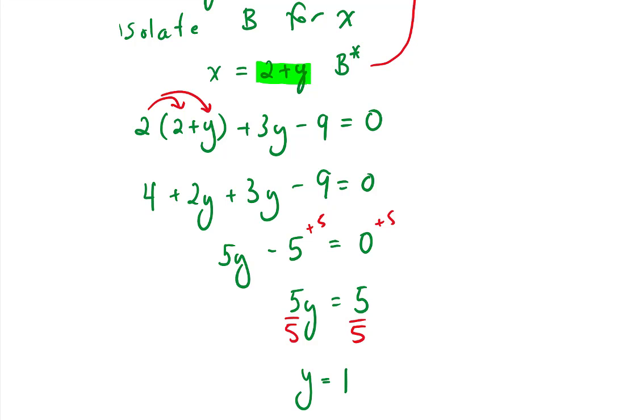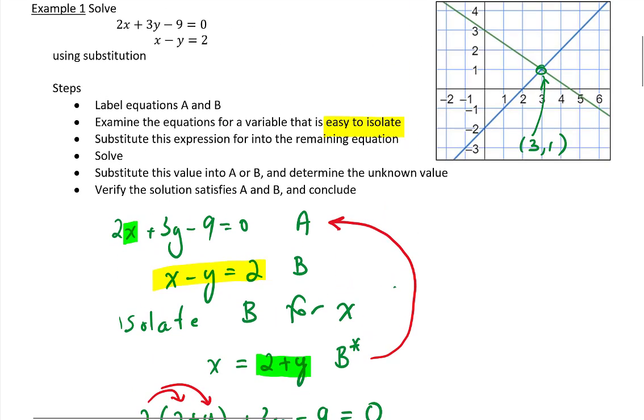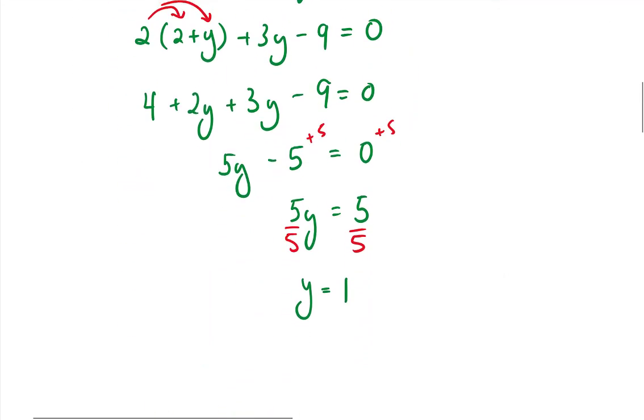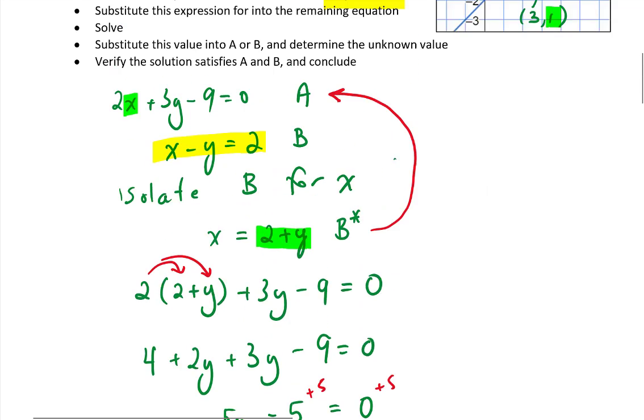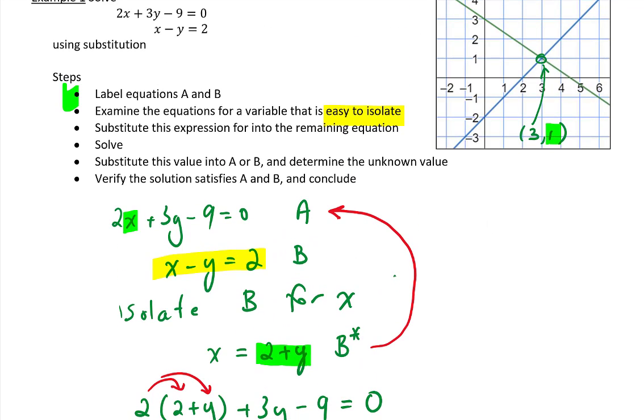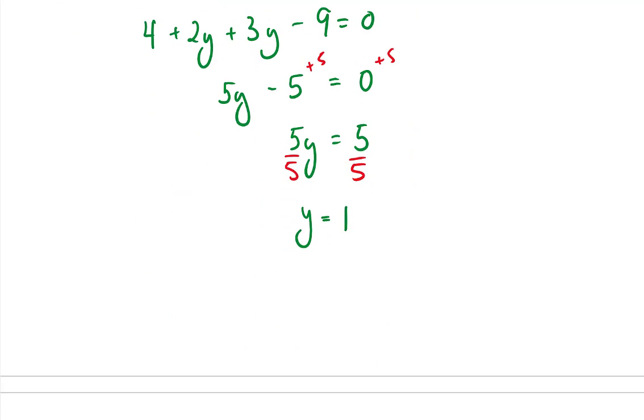So now we know the y component for the point of intersection, which if we go back to the graph, we saw that the y component was 1. So we've got that correct. Now we need the x component. If we go back to the steps, we've done the first 2, 3, 4 steps. So we're going to sub this value into A or B and determine the unknown value. You can use either equation. In fact, you can even use B star. I'm going to use B star because that would be the quickest way to find the x variable.